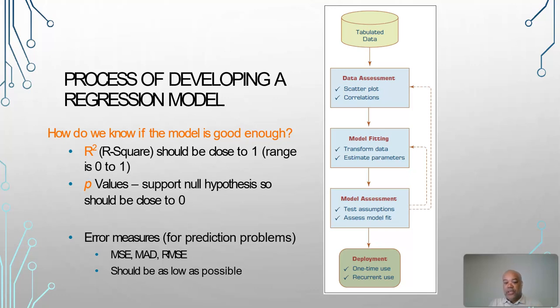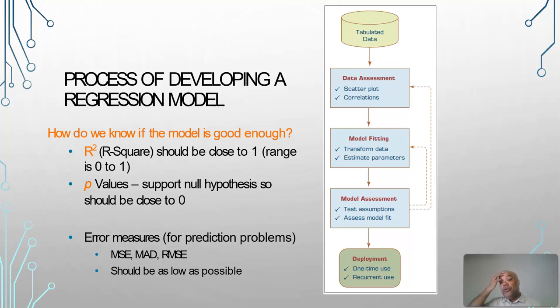Next is going to be model fitting, where the data is transformed if necessary, and parameters such as beta coefficients are established. Now, once the model is built, model assessment is performed to test its assumptions and evaluate how well it fits the data. The effectiveness of the model is determined using metrics like R-squared, which measures the proportion of variance in the dependent variable explained by the independent variables. In R-squared, values close to 1 indicate a good fit.